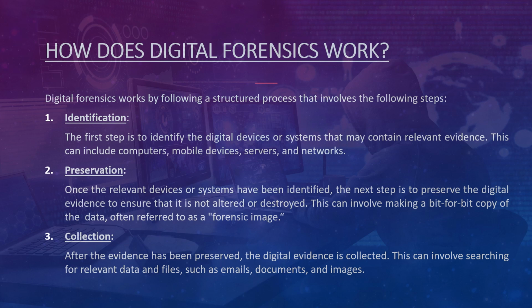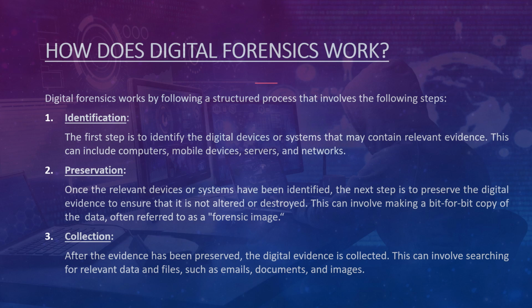The process of digital forensics can be broken down into main steps. Identification. The first step is to identify the digital devices or systems that may contain relevant evidence. This can include computers, mobile devices, servers, and networks. Preservation. Once the relevant devices or systems have been identified, the next step is to preserve the digital evidence to ensure that it is not altered or destroyed. This can involve making a bit-for-bit copy of the data, often referred to as a forensic image.